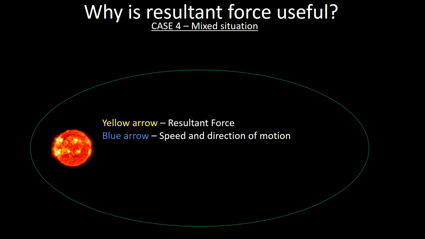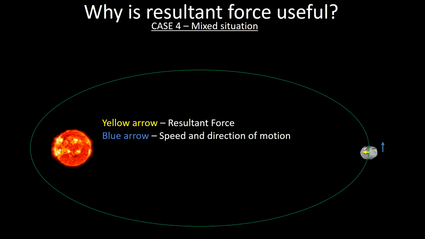So let's look at a different type of orbit. Again, the yellow arrow is the resultant force, and the blue arrow is the speed and direction of the motion. So the longer the blue arrow is, the faster the object's moving. Let's look at an asteroid. Some asteroids have orbits approximately this shape. Comets as well would be another example. So we'll put the asteroid in here.